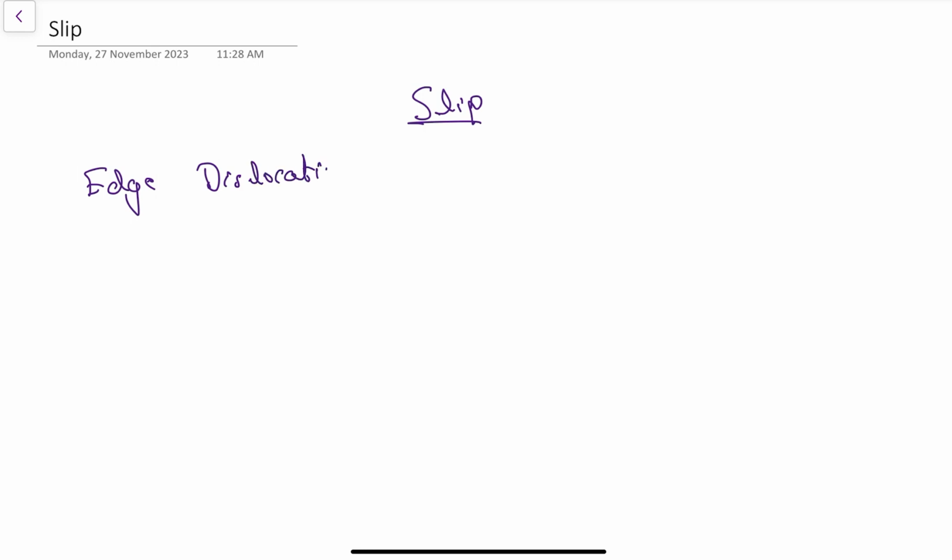In this video, I will explain the concept of slip. So earlier we have seen what is an edge dislocation line. So we will look at this concept of slip with the help of this edge dislocation line.